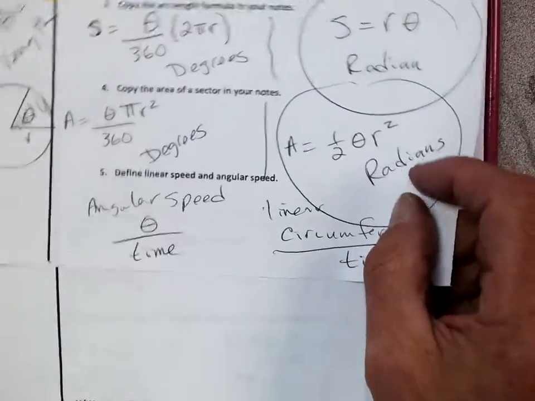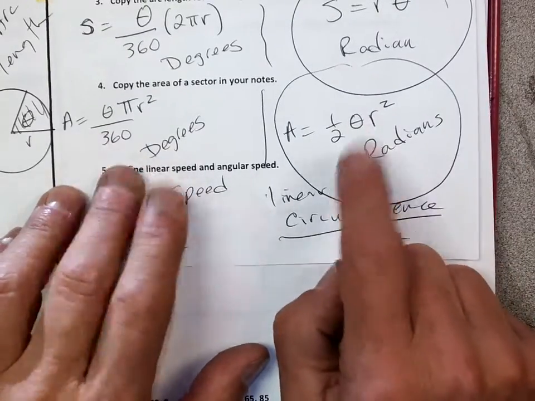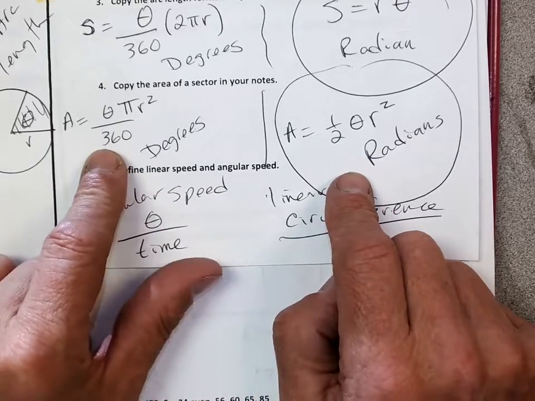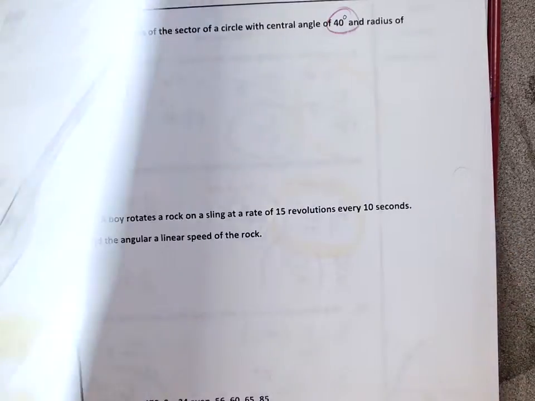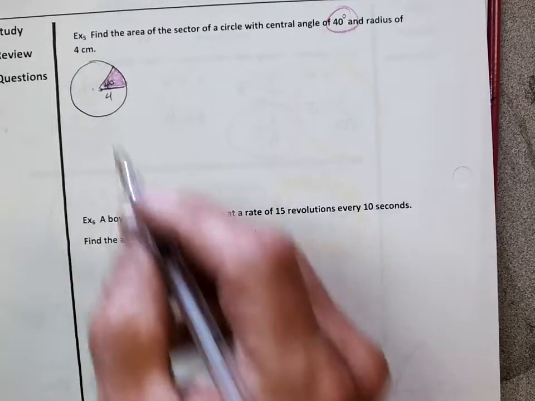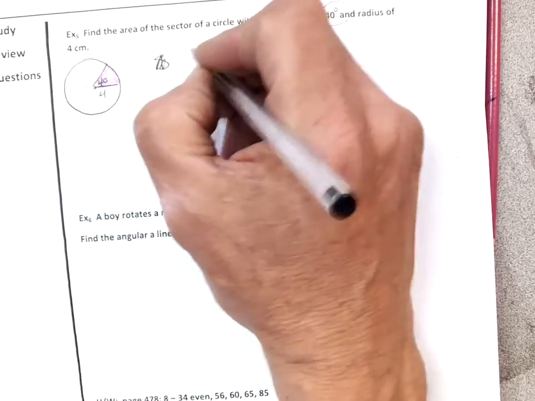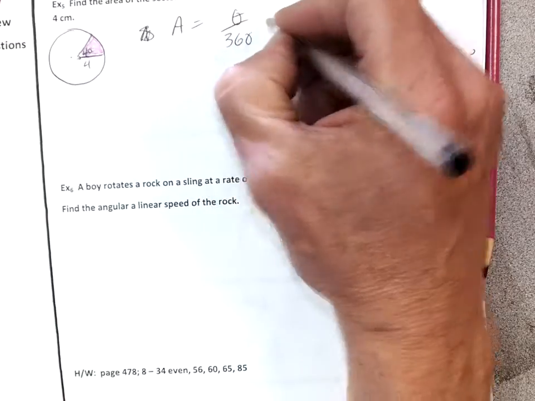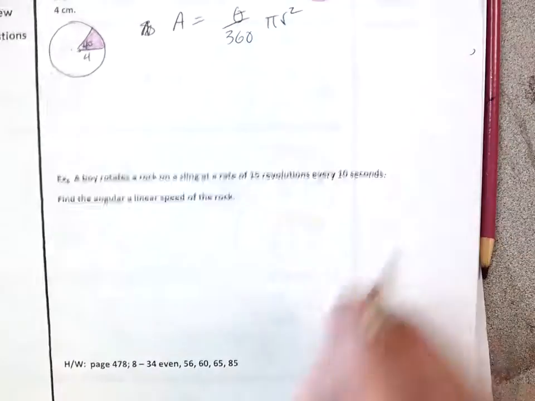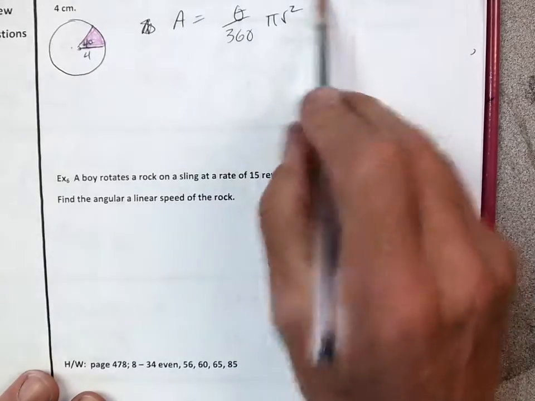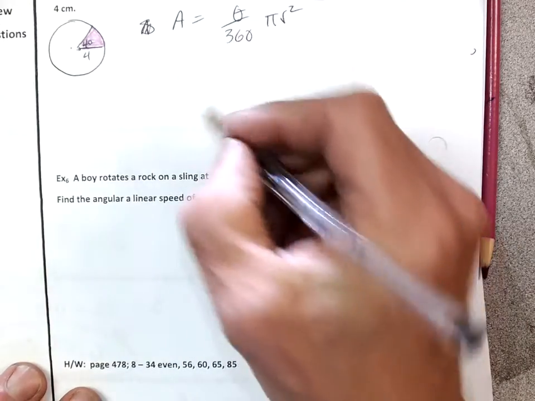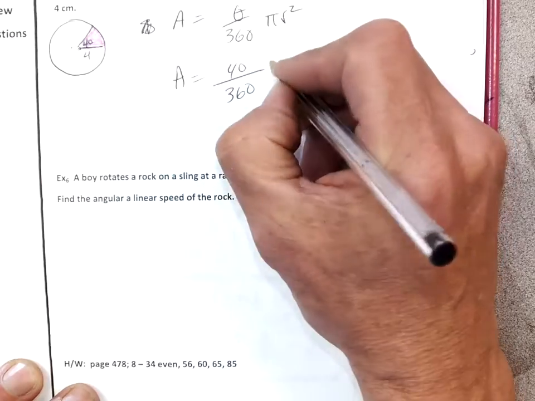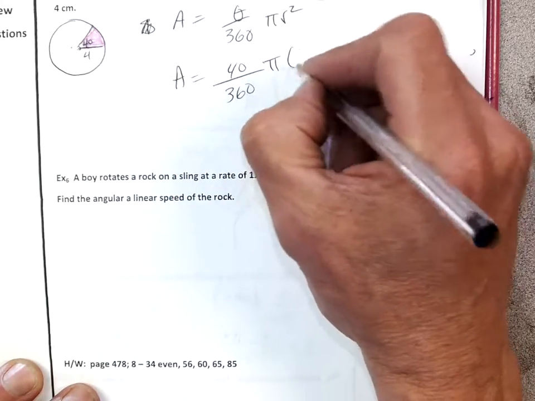Which one am I going to have to use? I got to use the ugly one, right? Because it's degrees, so I have to use the ugly one. So I'm going to use A equals theta over 360 times pi r squared. I'll put my 40 in there. So area is equal to 40 over 360 pi times 4 squared.